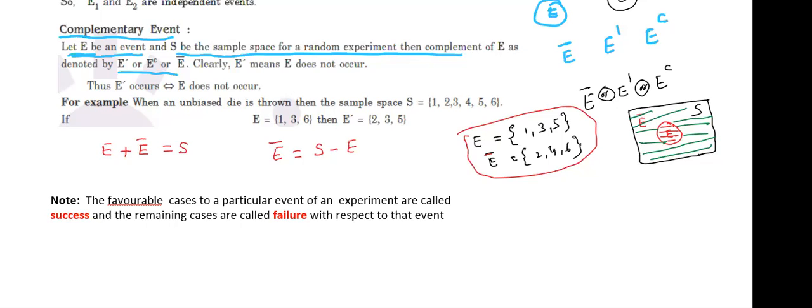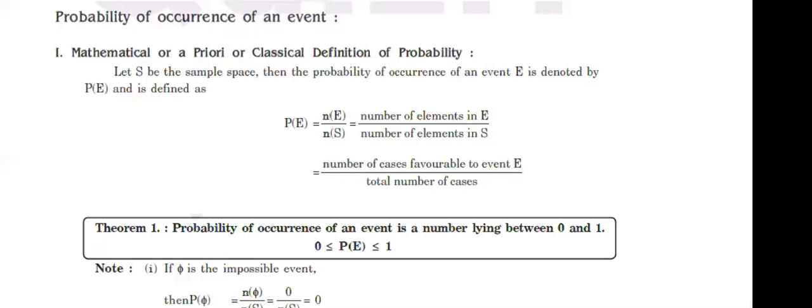Okay, students, have all of you understood the difference between an event and a complementary event? Next, note that the favorable cases to a particular event of an experiment are called success. Favorable cases means success. The remaining cases are called failure with respect to that event.